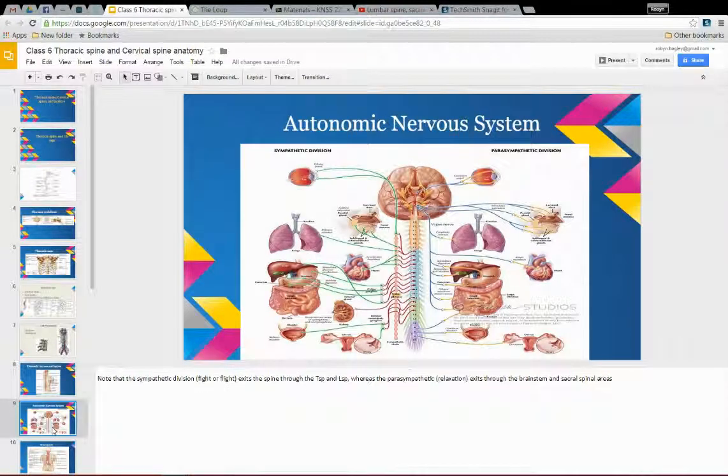This is for your own general knowledge, other than to tell you that the sympathetic division, so the fight or flight part of the autonomic nervous system, exits the spine through the T-spine and the L-spine. So all of those functions are here. The parasympathetic, or the relaxation part of the autonomic nervous system, exits through the brainstem and the sacral spinal areas. So those things that get us ramped up are through the mid areas of the spine, and the things that calm us down are through the brainstem and the sacrum.